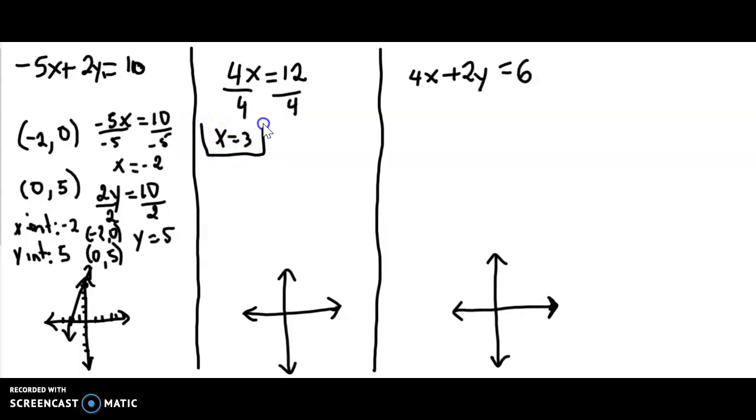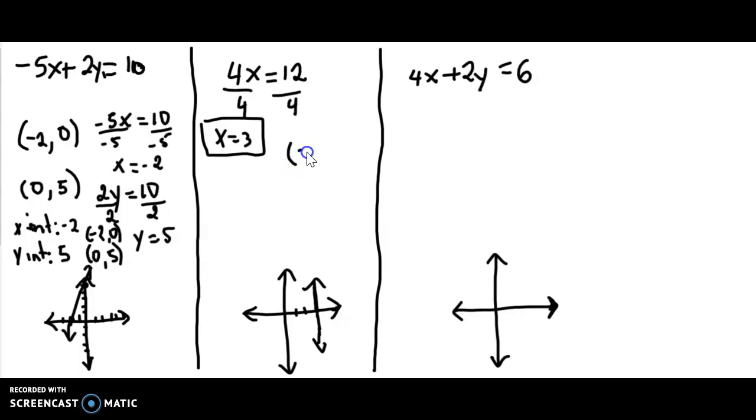Does anyone remember what kind of line is x equals a number? X equals a number, unlike the x-axis that most of you think, that should be the opposite. X equals a number should be a vertical line. So think about this. A vertical line at 3 would be right here. So here's the question. Do I have an x-intercept? Does this line cross the x-axis anywhere? The answer is yes. It crossed the x-axis at 3.